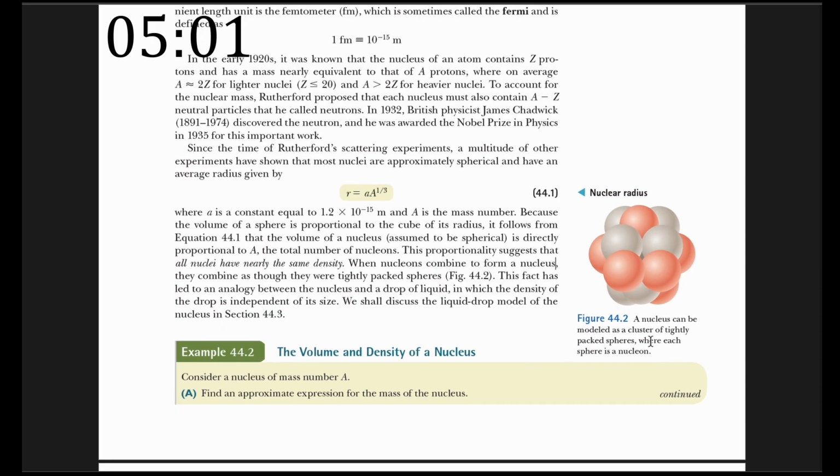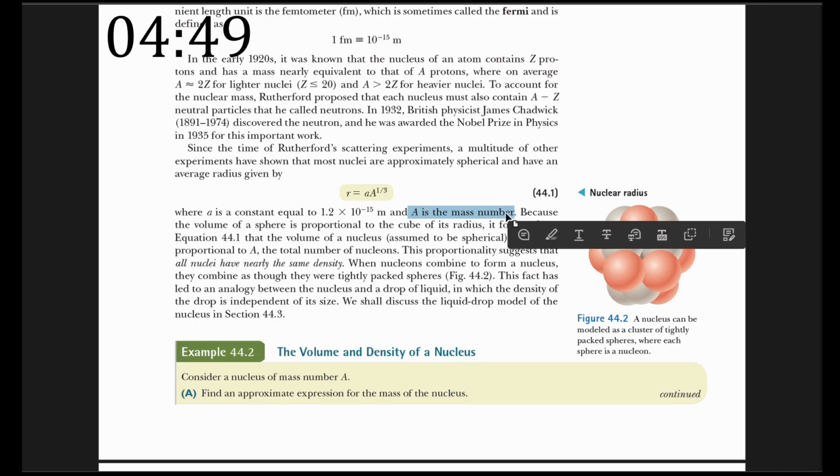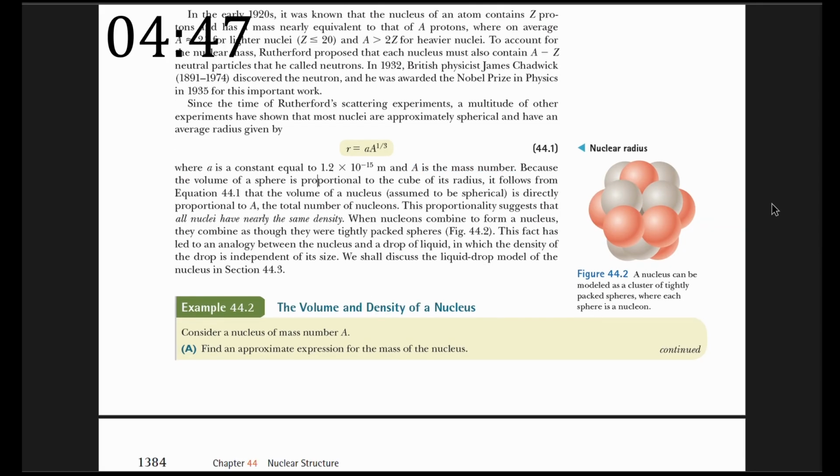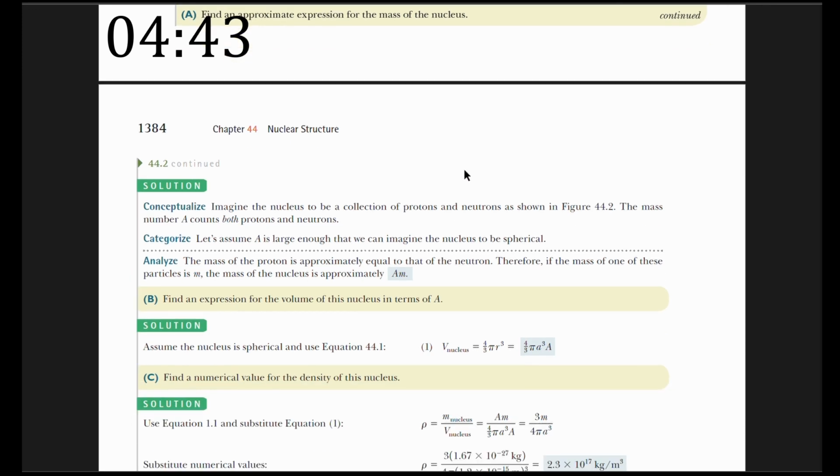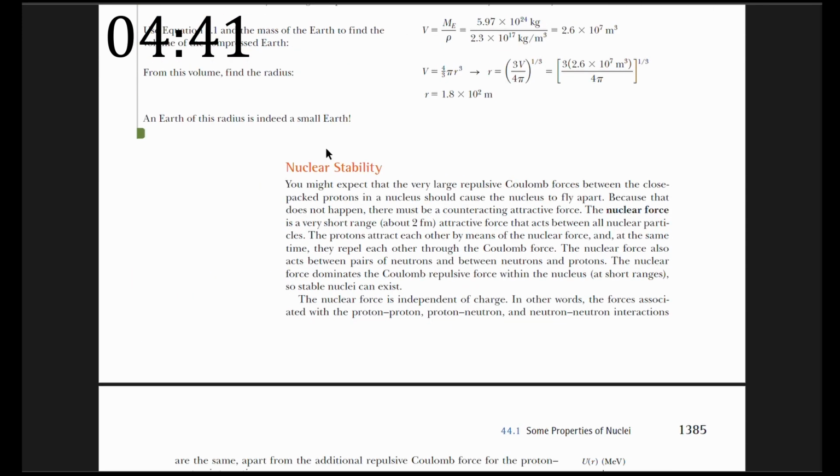A nucleus can be modeled as a cluster of tightly packed spheres where each sphere is a nucleon. I'm assuming this little thing here is literally just the radius. So we got a constant equal to this in meters. Capital A is the mass number. Cool. So we have the radius of a nucleus there. We got volume and density of a nucleus as an example.